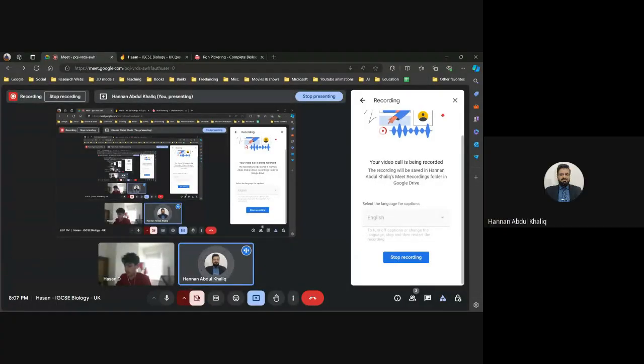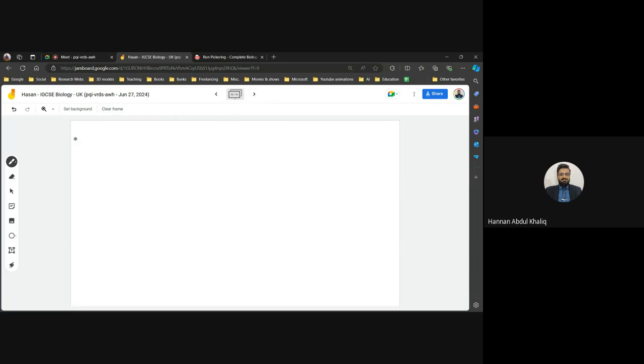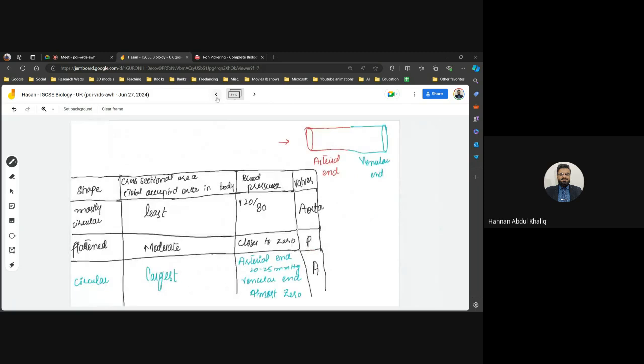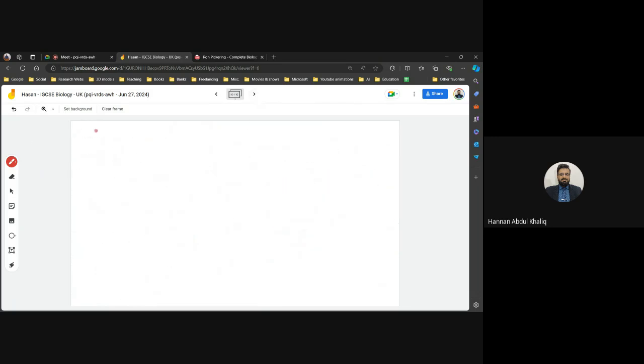Okay, so one of the most important things that we are going to discuss today is, I would try my best to discuss all the things that are mentioned, how the artery and vein adapt to their function. First of all, first target is this. We said that artery has to bear the pressure. If we go back to the table, you'll clearly see that we said that the function of the artery is tolerating the blood pressure and maintaining it. Now, how it would maintain it, how it would tolerate it, that is the bigger question.